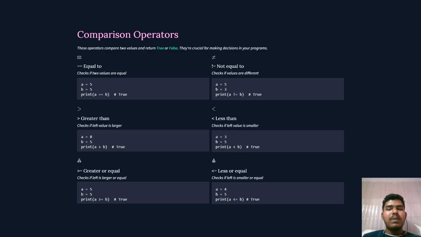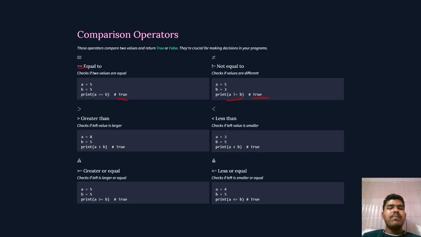The important comparison operators are equal to operator, that checks if two values are equal, like a is equal to 5, b is equal to 5, means print a is equal to b, that the condition is true. Okay, so the second one is not equal to, checks if values are different. A is equal to 5 and b is equal to 3, means the both values are different. So print a is not equal to b, then the condition is true, that is correct.